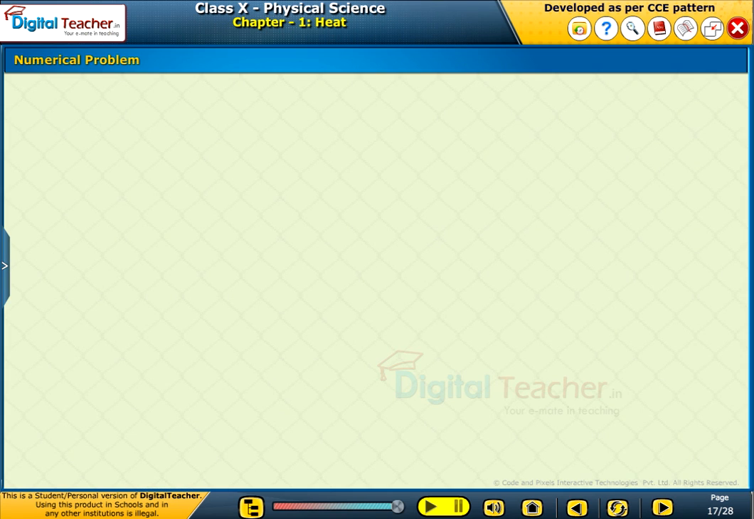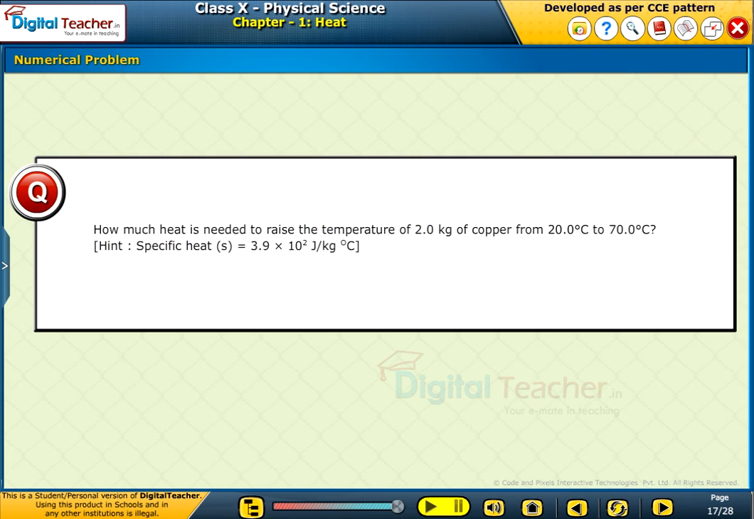Numerical problem. How much heat is needed to raise the temperature of 2 kg of copper from 20 degrees Celsius to 70 degrees Celsius? Hint: specific heat is equal to 3.9 × 10² joules per kg degree Celsius. Click the tab to view the solution.